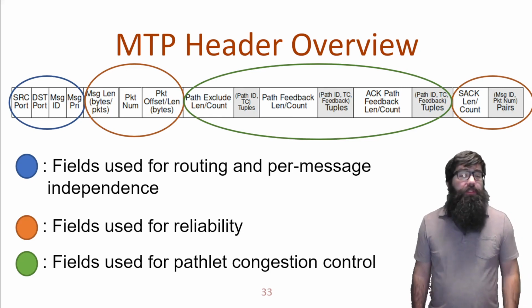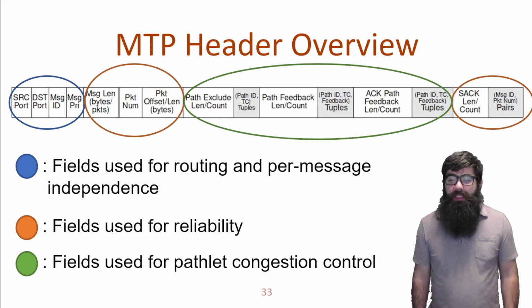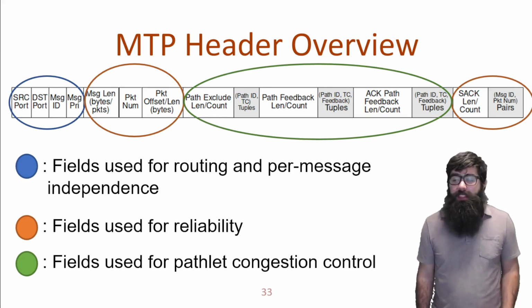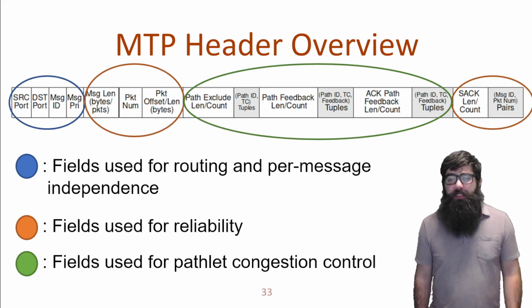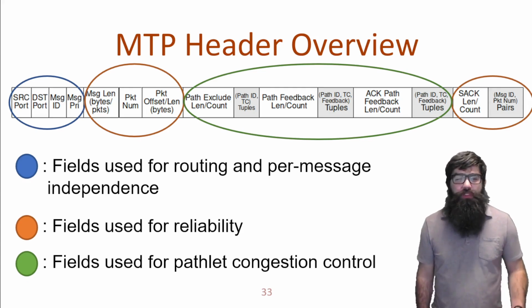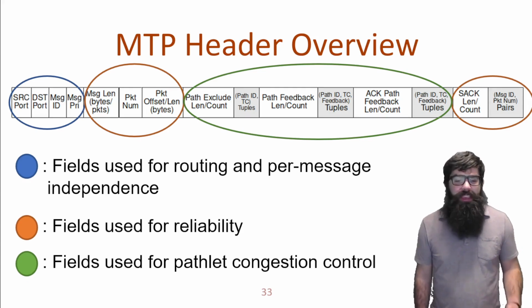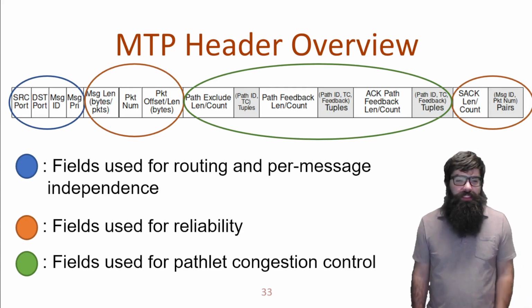First, we have a list of paths that are excluded for use by the end host. The end host maintains congestion windows for every pathlet that it is aware of, and some of those may become congested. This path exclude count is used as a hint to the network to try to tell the network to not use a path that the end host thinks is already congested.